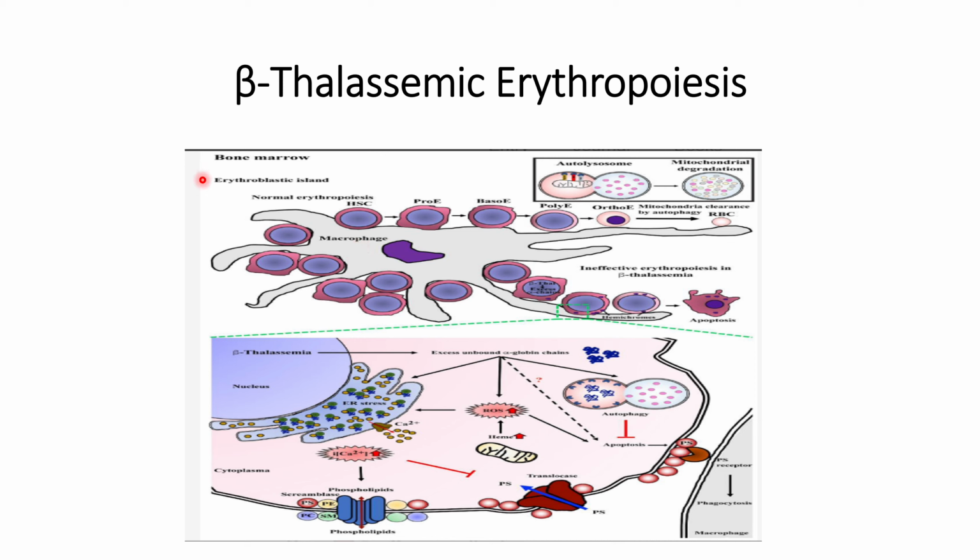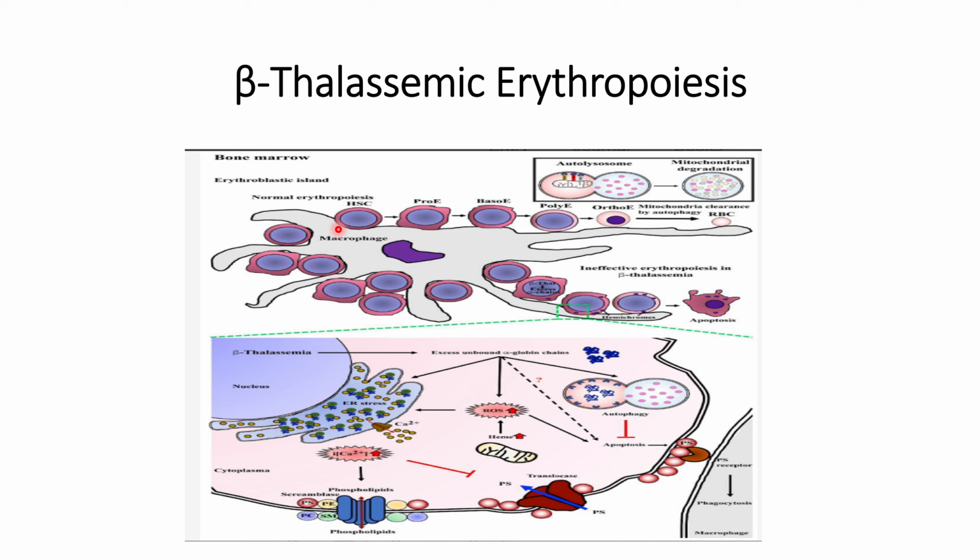So, the formation of red blood cells, or we can say the initial stage of formation of red blood cells, starts with nucleated red blood cell formation. In this figure, it is shown here in the bone marrow.